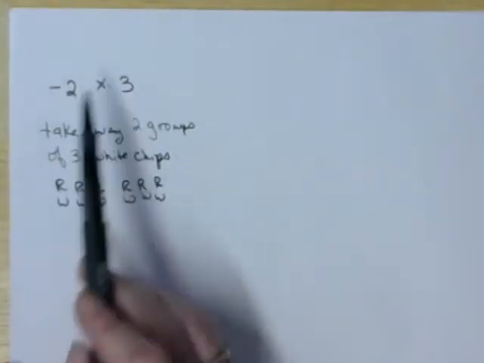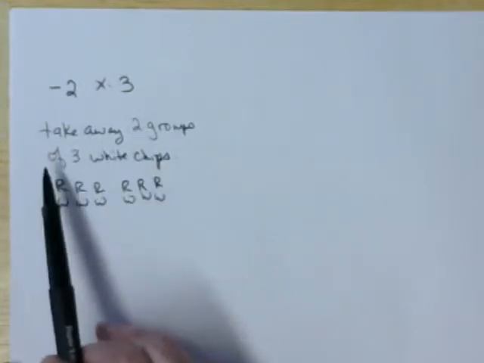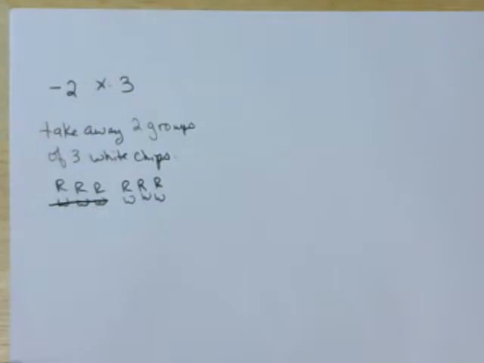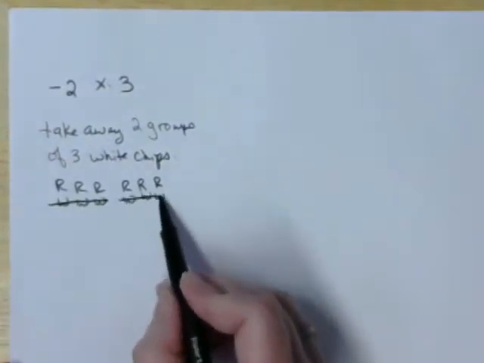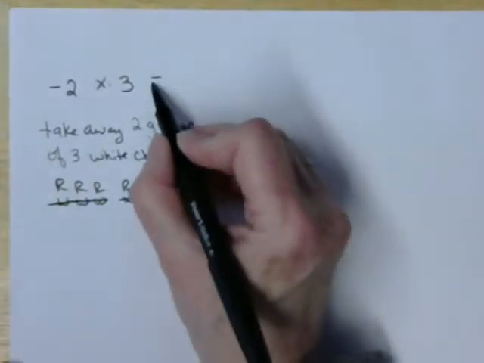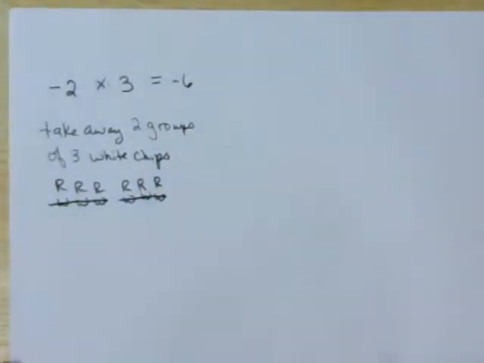So the operation says I want to take away 2 groups of 3 white chips. Here's one group of white chips. I'll cross them off to indicate the takeaway. Here's another group of white chips. I'll take those 2 groups of 3 white chips off. I now have 6 red chips, so my answer is -6.